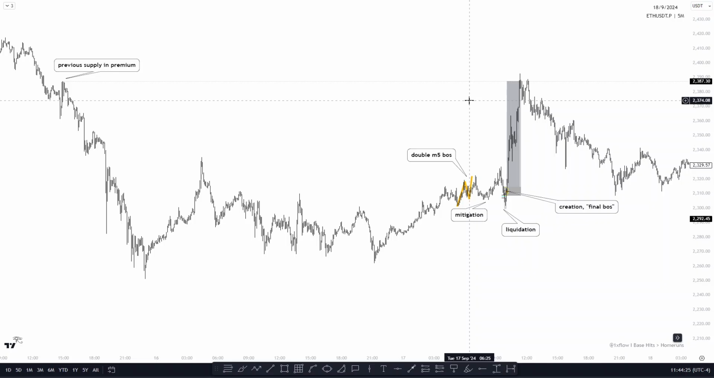Now, as you guys know, I always look at my market structure first. Following my market structure, I look for my institutional candles. Then I wait for my mitigation, liquidation, and creation to occur. Once that does, then we're able to take our trade and take this higher to the upside.